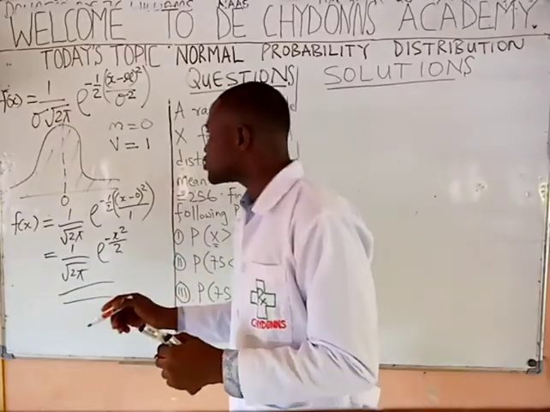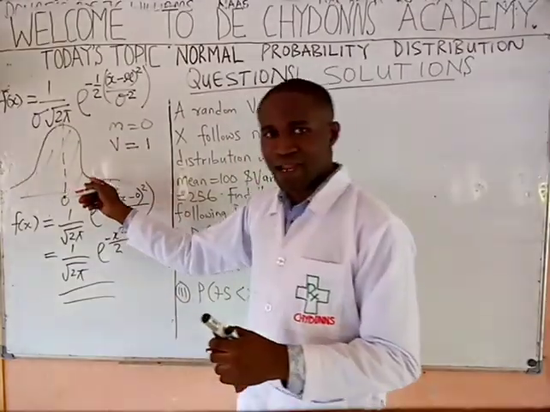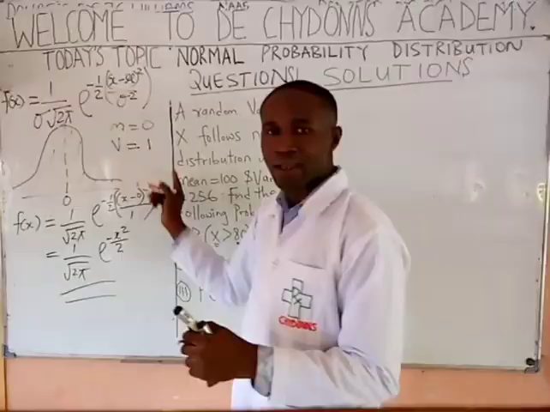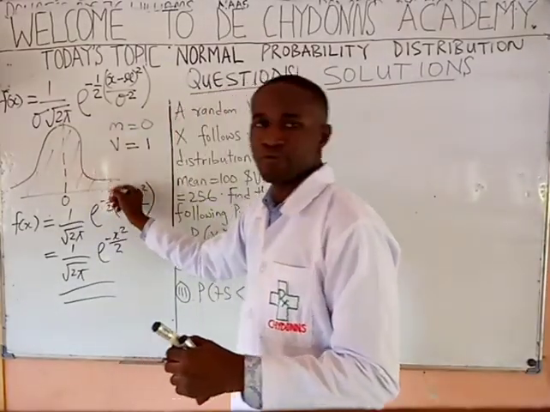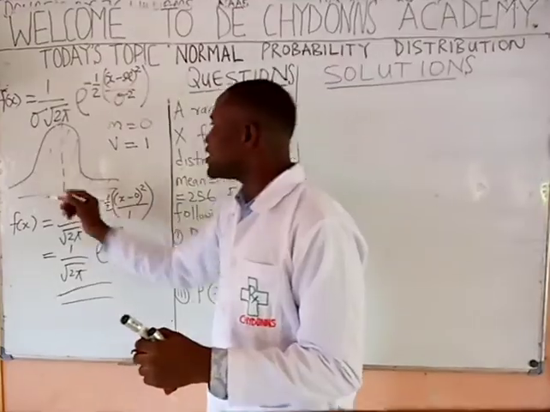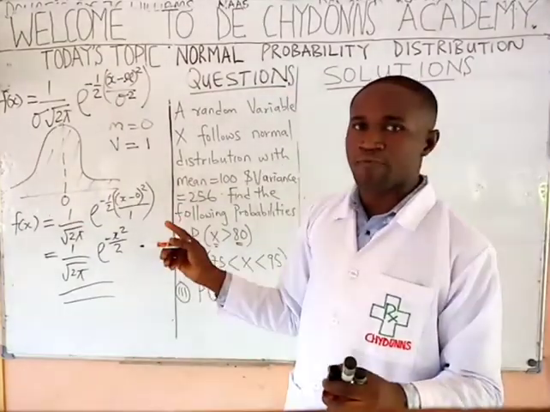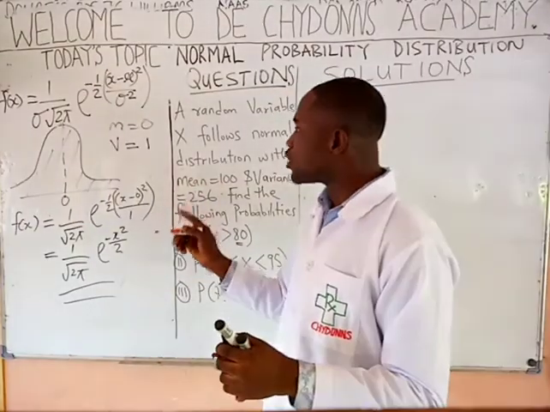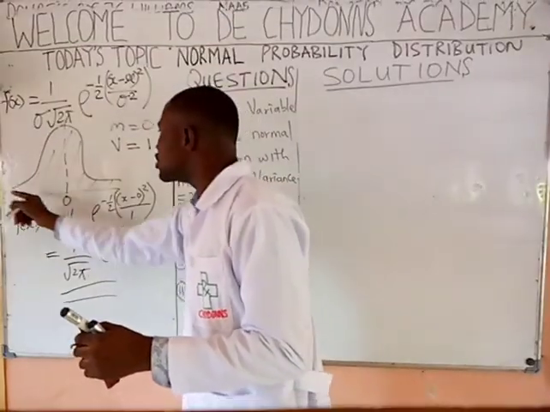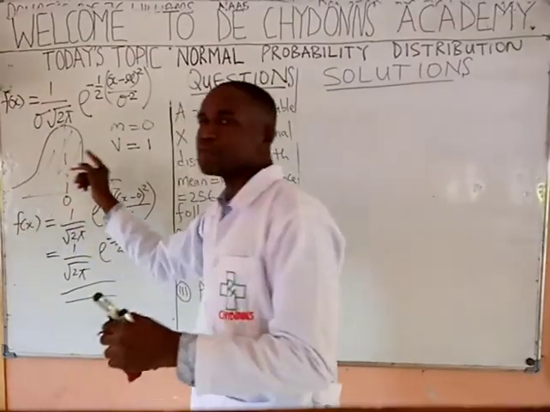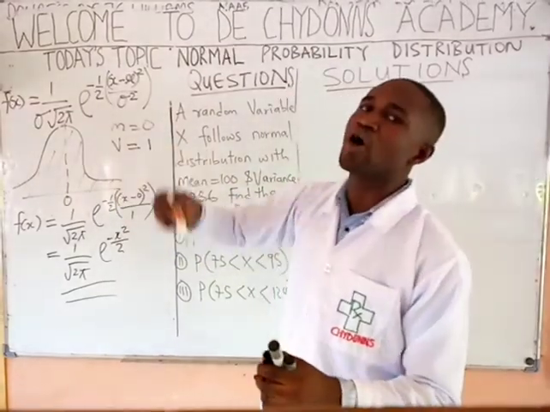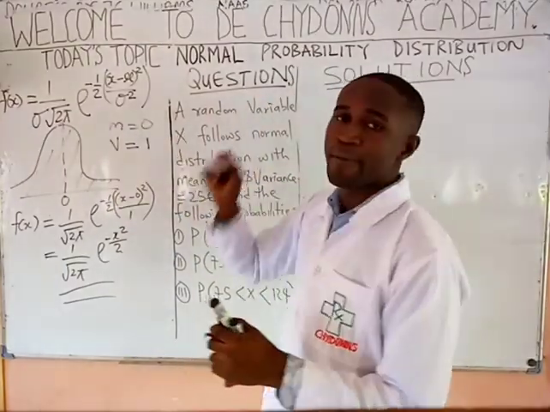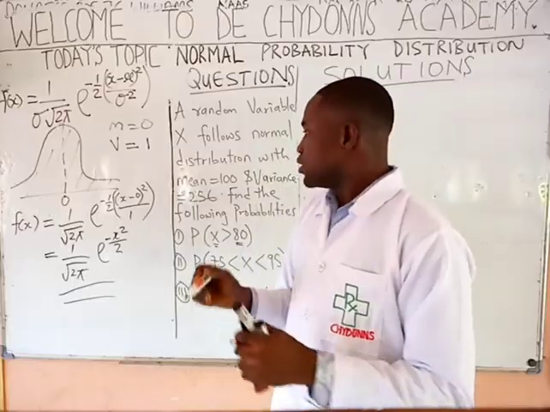Now, the variance is 1. The variance means the total area under this curve. And not only is it the total area under the curve, which is 1, the variance is also called the shaping or spreading parameter. So the variance is known as the shaping or spreading parameter in the normal probability distribution.